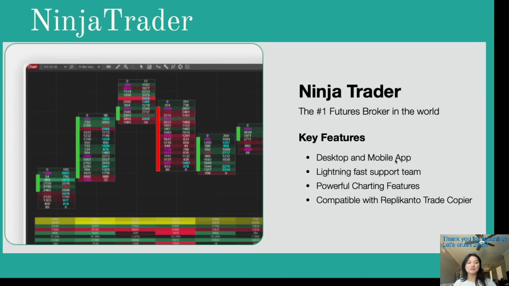They have a mobile app as well, and a lightning fast support team. I believe they have chat, live, and phone. The charting features are really superb on NinjaTrader. I used to really like using the charting platform because it's so clear and takes up your whole screen, and being able to execute then and there is very, very easy. And finally, there are third-party trade copiers you can purchase to use with NinjaTrader to copy trade your multiple accounts.